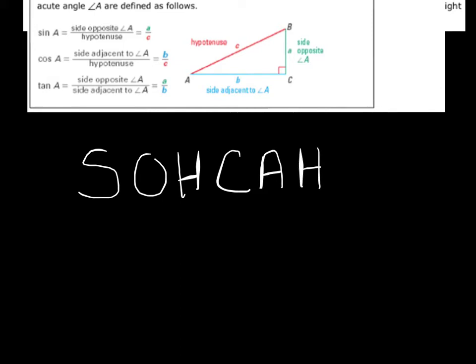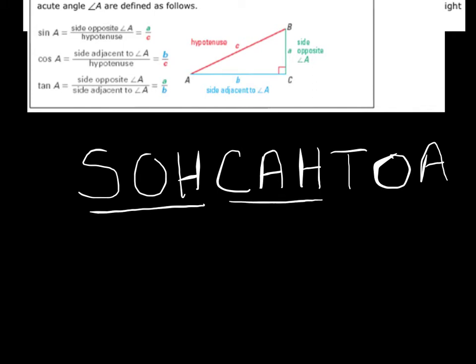So sine is opposite over hypotenuse. Cosine is adjacent over hypotenuse, and then tangent is opposite over adjacent. It's probably one of the more famous mathematical mnemonics. So again, you have sine being opposite over hypotenuse, cosine being adjacent over hypotenuse, and tangent being opposite over adjacent.